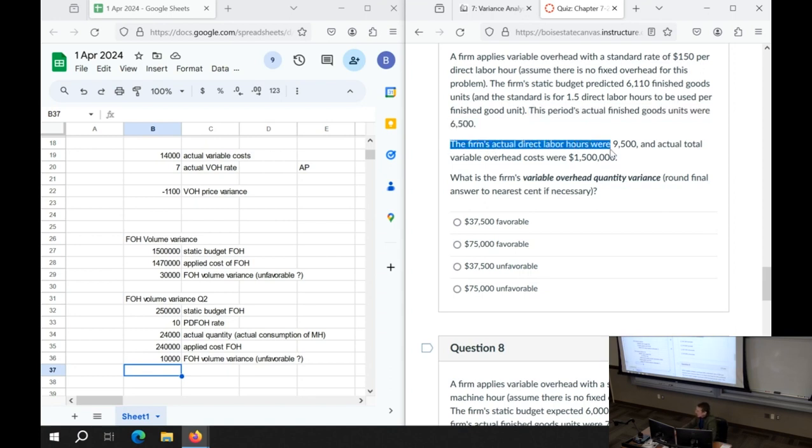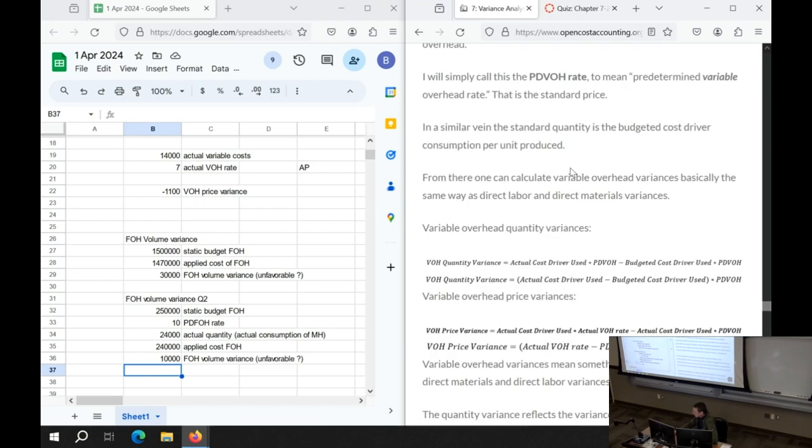The firm's actual direct labor hours were 9,500, and actual total variable overhead costs were 1.5 million. All right, so you have a lot of information there, enough to build a static budget amount for variable overhead costs, how much we should have spent on the static budget, to build a flexible budget based on actual production, and you have right here the total actual costs. Great. And as a result, we also have enough to figure out an actual price per unit. We only need some of those, though, because we're doing the quantity variance.